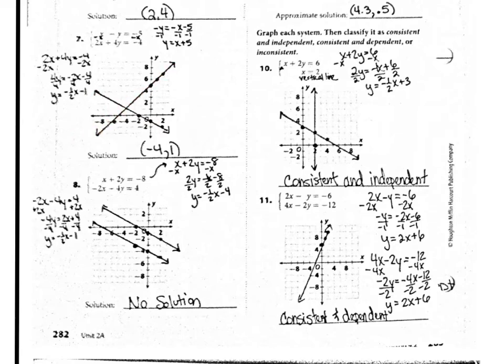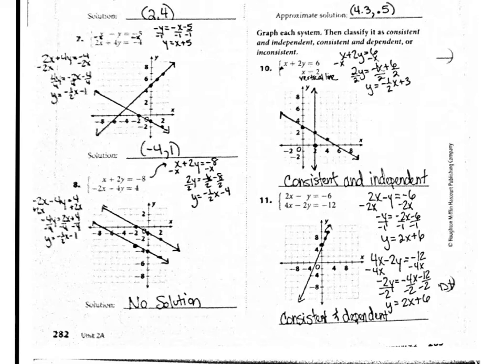Number 10, after you graphed, you started classifying it using those vocab words. On number 10, make sure you remember if there's just an x, that's always a vertical line at x equals 2. And then the other equation was y equals -1/2 x plus 3, which is this one going down. Since they cross at one point, they're consistent and independent. It didn't ask us to solve it, so we don't need to tell the solution.